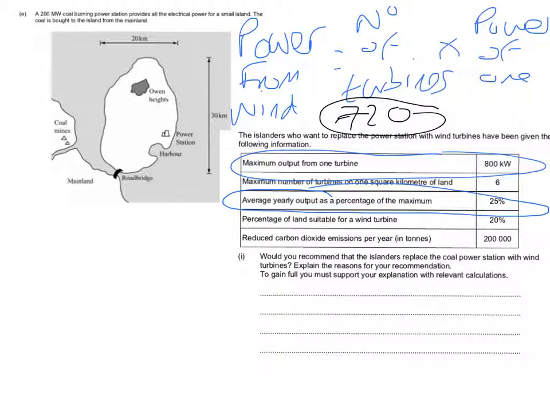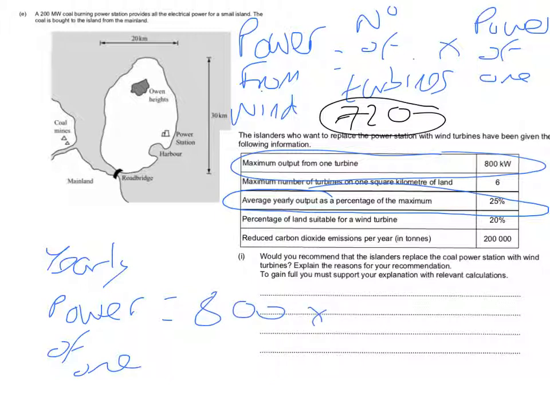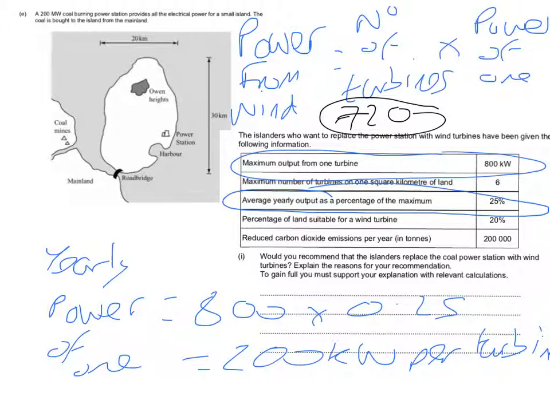So therefore, the yearly power of 1 is going to equal the 800 multiplied by the 25%, so that's 0.25, which will give me a power of 200 kilowatts per turbine. Now the next point of it is to combine those two numbers, so we're going to do 720 times 200 kilowatts, which will give us an answer, and then we'll compare that to the power produced by the coal burning power station.